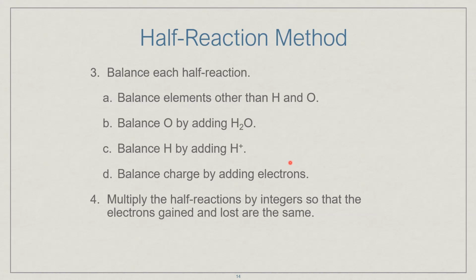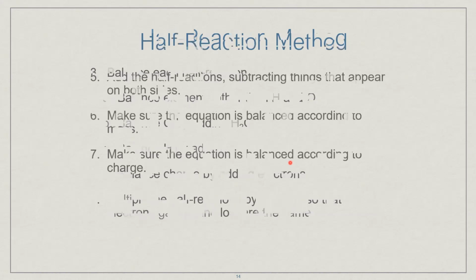So one of them is going to be gaining them, reduction, one of them is going to be losing them, the oxidation. But to make sure that the number of those electrons is the same, we'll just multiply them by some coefficient. Because we can't have one half reaction that's gaining 6 electrons if the other half reaction is only giving up 3. So we're going to need to balance in terms of the electrons there.